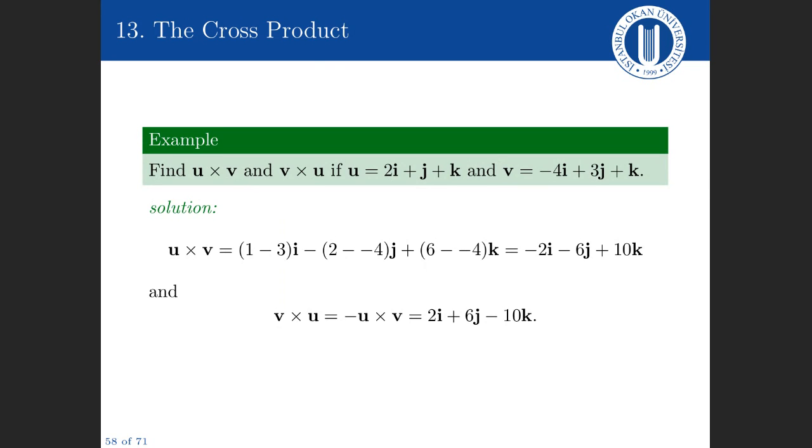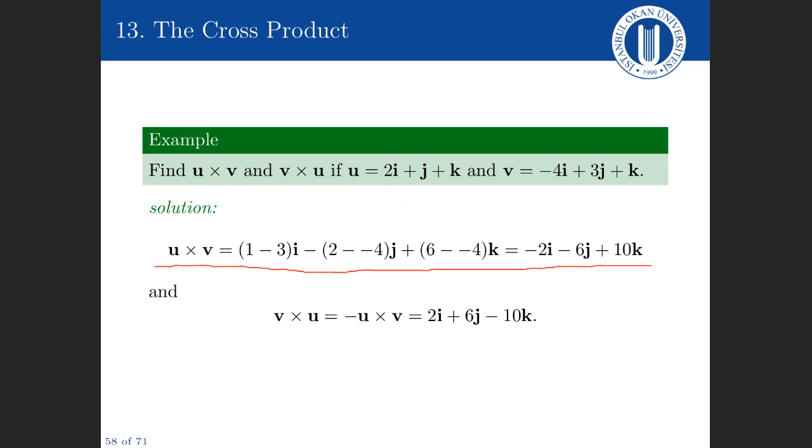For example, find U cross V and V cross U if U is 2i plus j plus k and V is minus 4i plus 3j plus k. Use our formula, and I'm going to leave this for you to check. If we put the numbers in the formula, we get minus 2i minus 6j plus 10k.